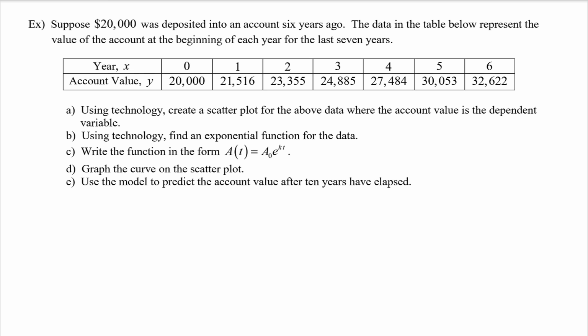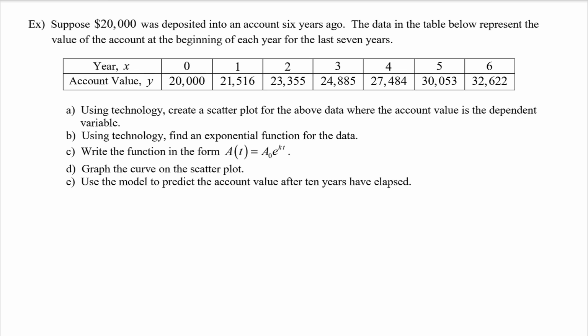So we're going to use technology to create a scatter plot so we can take a look at what shape this relation takes when graphed on the XY plane. And then we're going to ask technology to fit a curve to it. And then we'll use that curve to answer some questions.